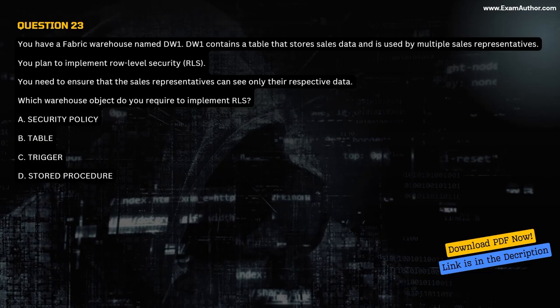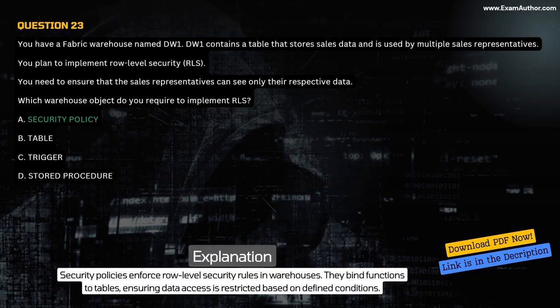A. Security policy. B. Table. C. Trigger. D. Stored procedure. Correct answer A. Security policy. Explanation. Security policies enforce row-level security rules in warehouses. They bind functions to tables, ensuring data access is restricted based on defined conditions.